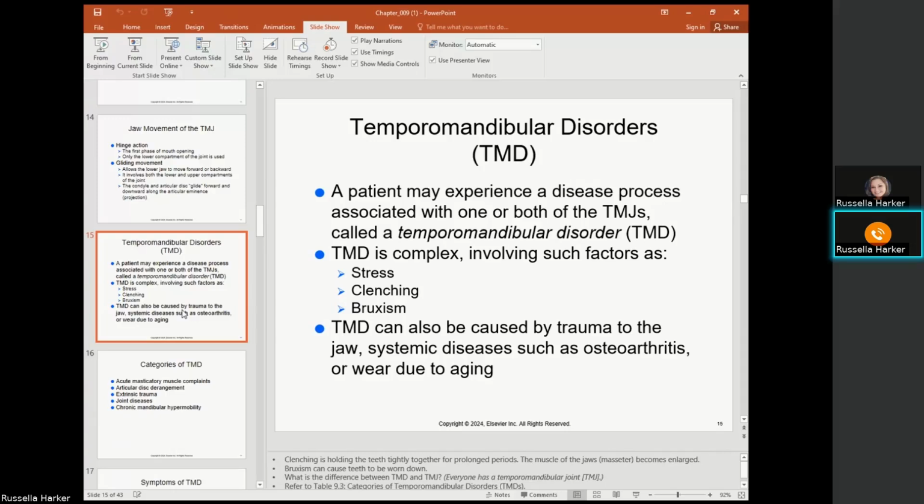It's complex and it can involve factors like stress, clenching, or bruxism, which is grinding. It can also be caused by trauma to the jaw, a systemic disease like osteoarthritis, or wearing due to aging. There are many different things that can cause temporomandibular disorders. And there are different categories of temporomandibular disorders that you can see on page 96 in your book.